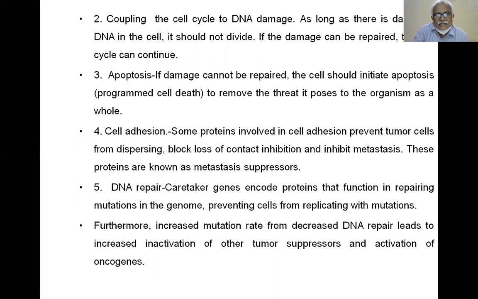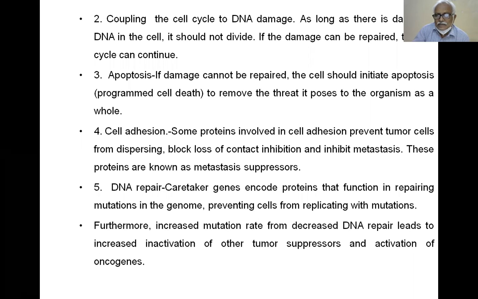Second, coupling of the cell cycle to DNA damage. As long as there is normal DNA in the cell, it should divide. If the damage can be repaired, the cell cycle will continue. If the damage is not repaired, the cycle should not be allowed to continue. So the third one is apoptosis. If damage cannot be repaired, the cell should initiate apoptosis.